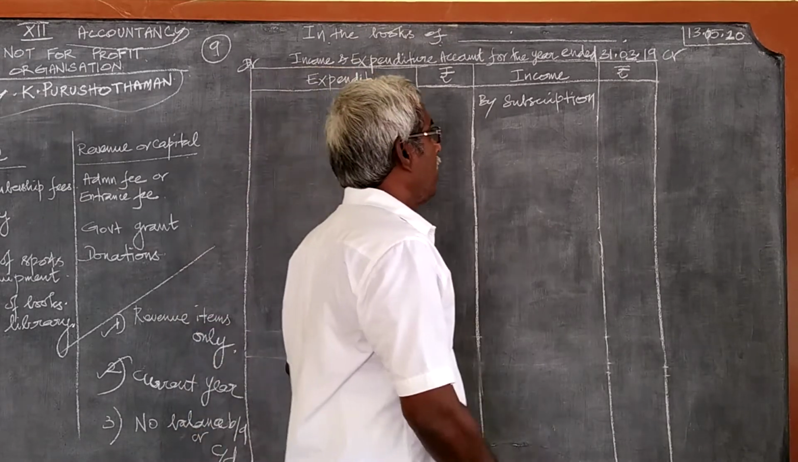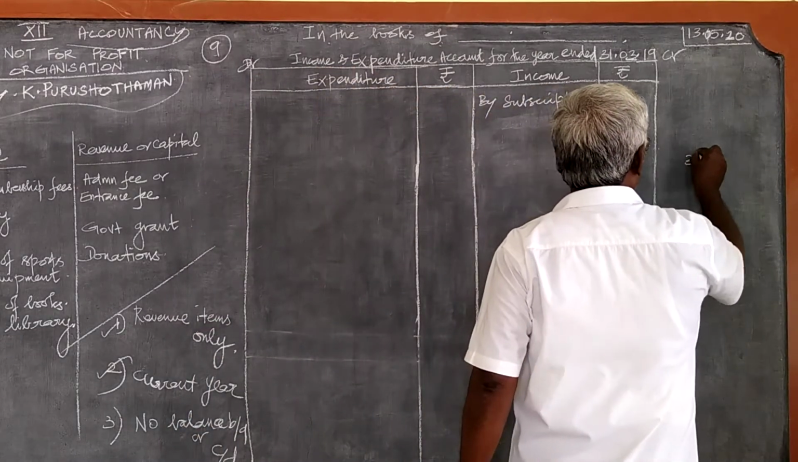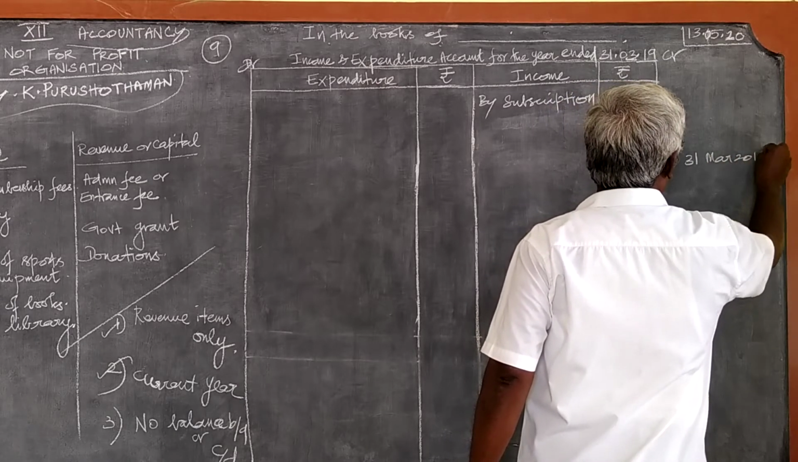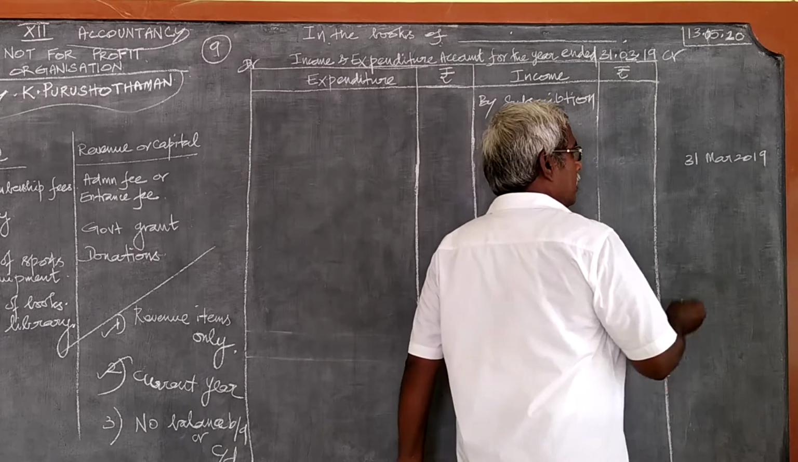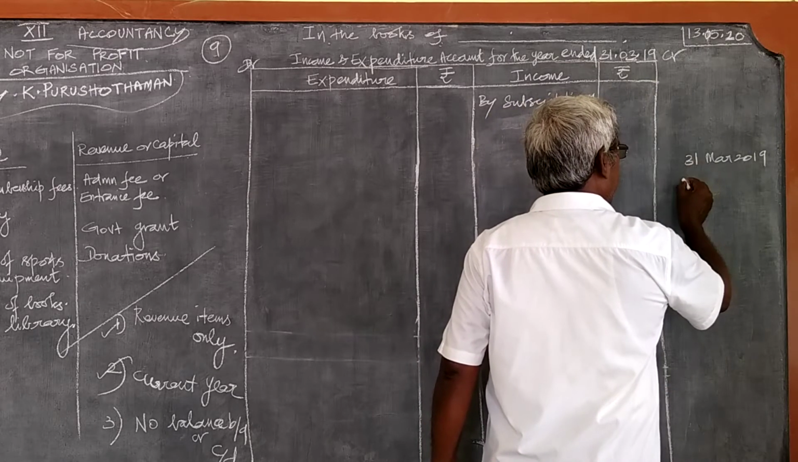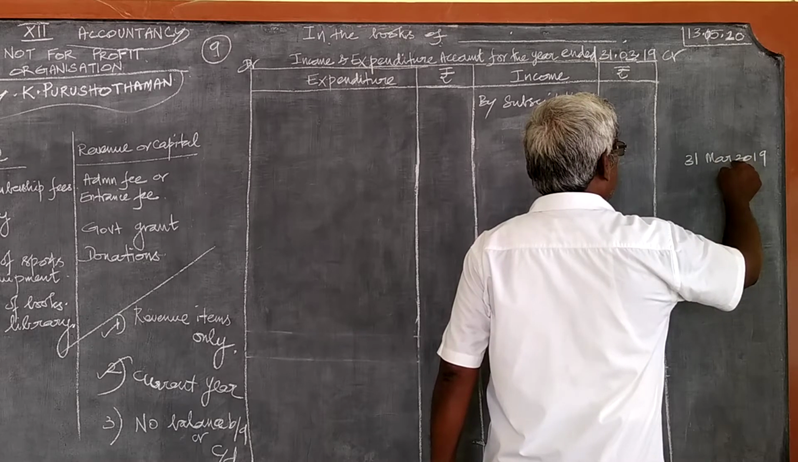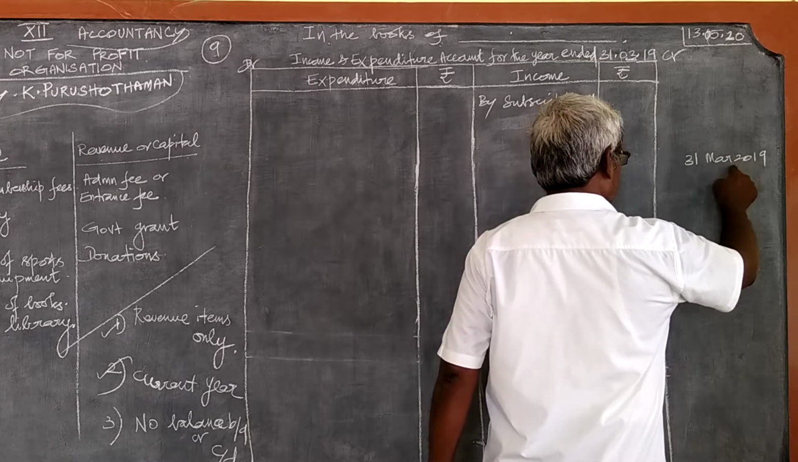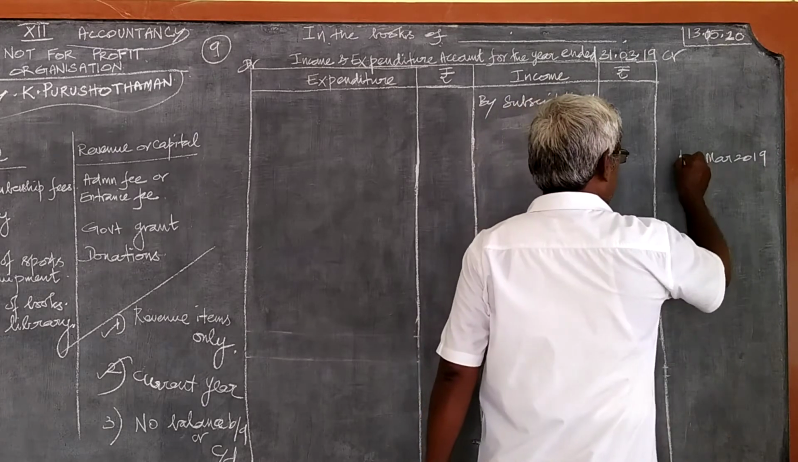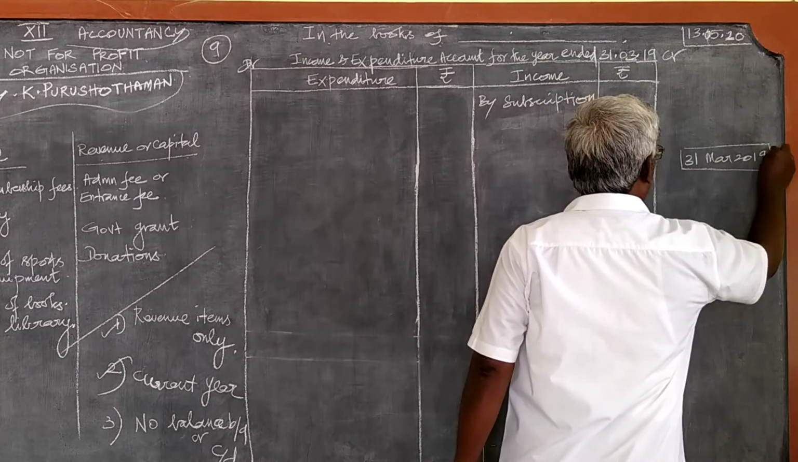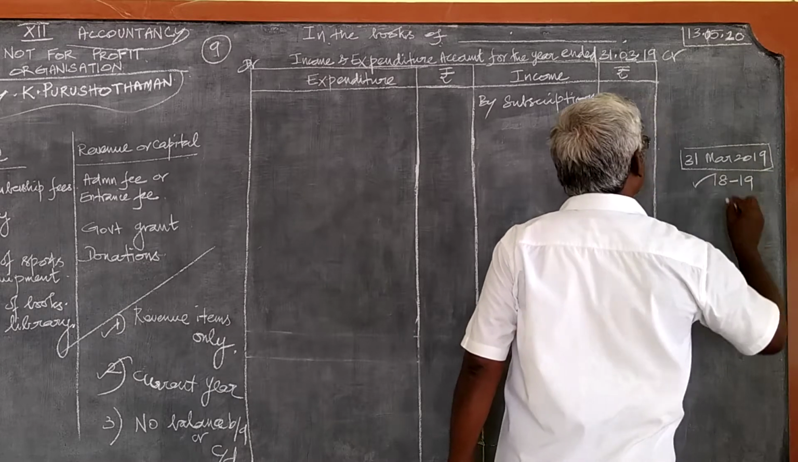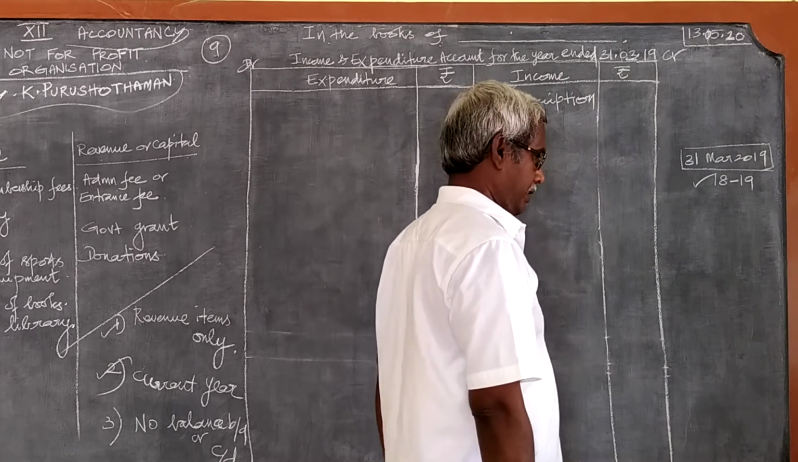ending 31st March 2019. This year should have begun in April 18 and it should have ended with March 2019. So, this year we call 1819. This is the accounting year.